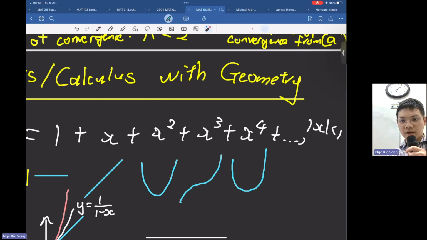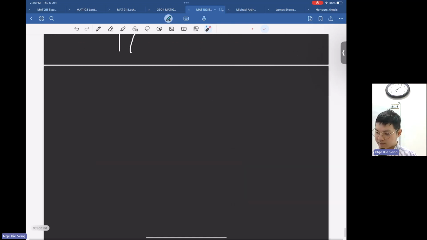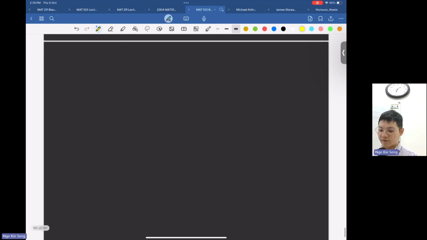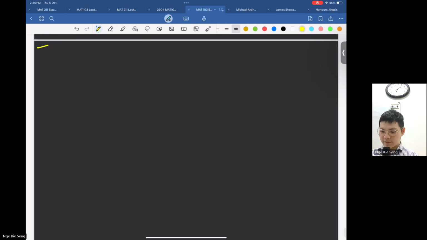Let's see what's next. Next theorem. So this is a function, right? What can you do with a function? You learn calculus. What do you do after you get the function? Yeah, differentiation and integration. This is exactly the Chinese name of calculus, 微积分: 微分 and 积分.